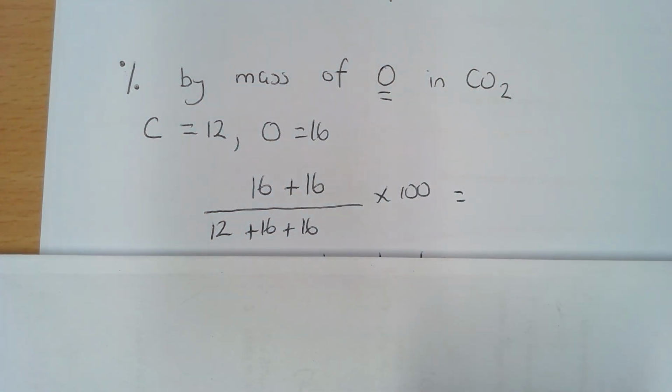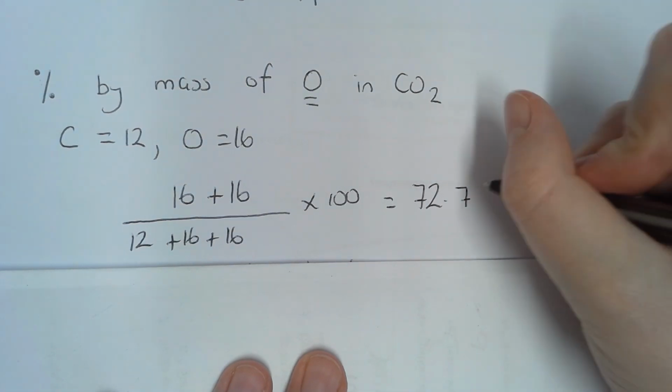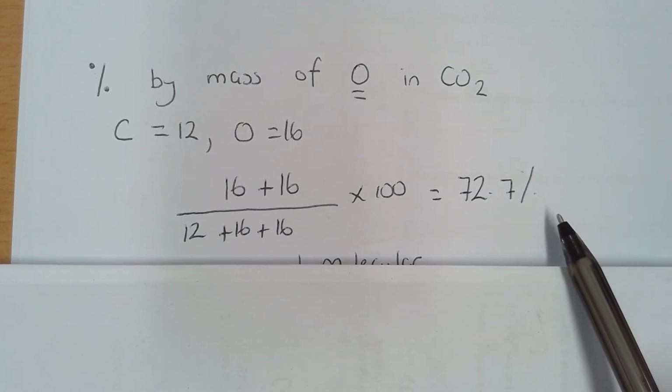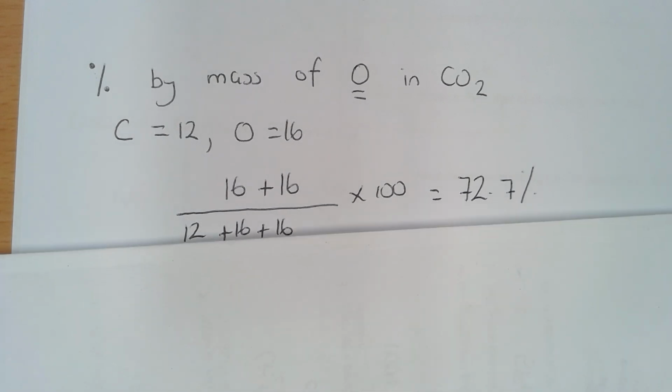So on the top line, I've got 32. On the bottom line, I've got 44. I times that by 100, and I'm going to write my answer to 1 decimal place, 72.7%. So that tells me that 72% of carbon dioxide is made up by oxygen if I use mass.